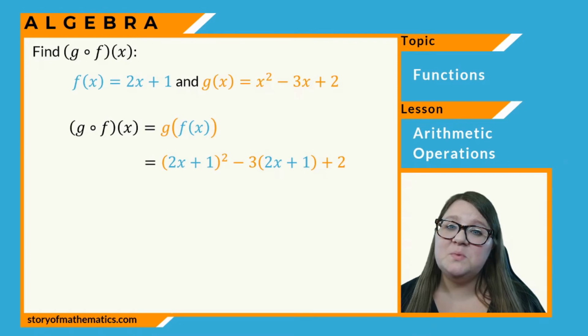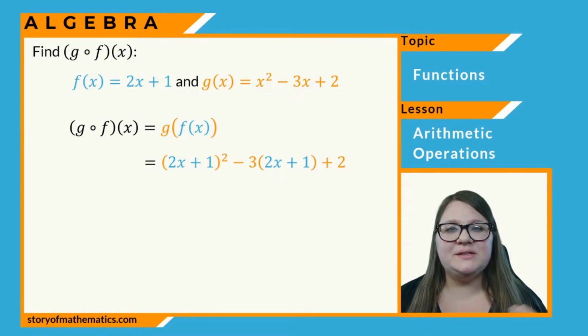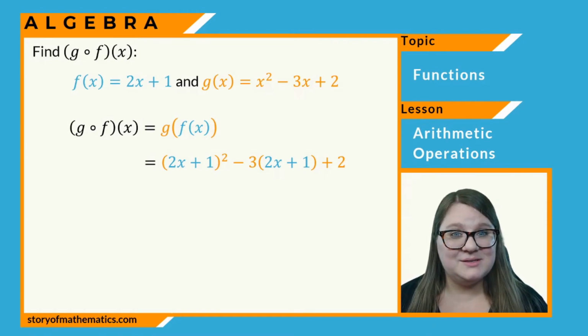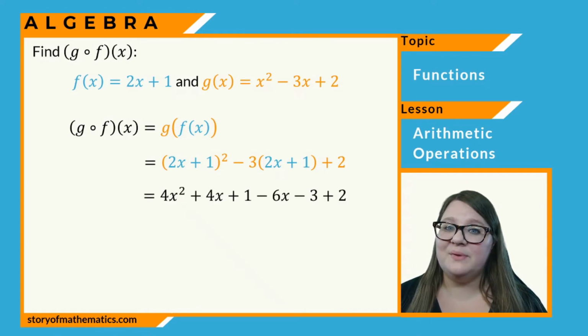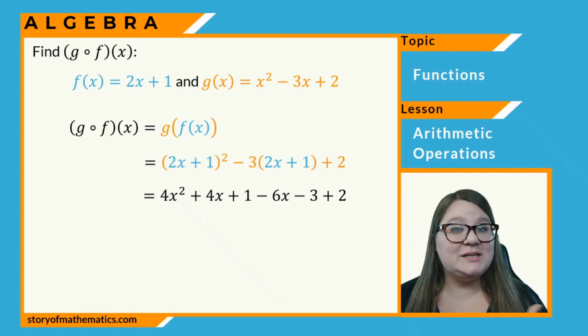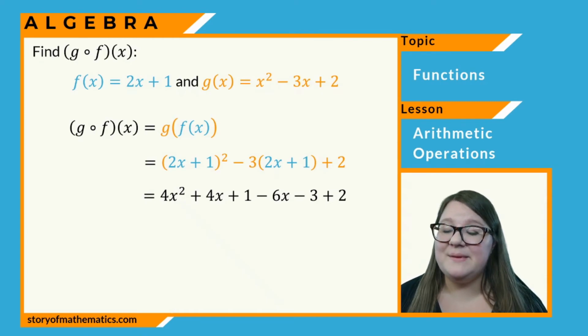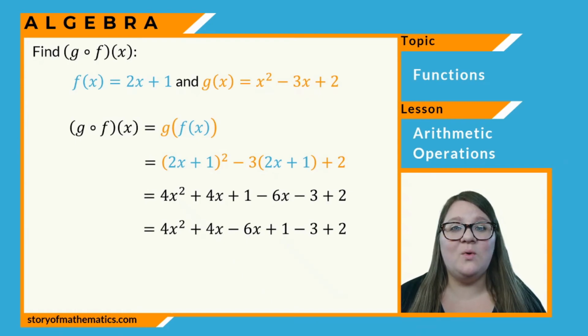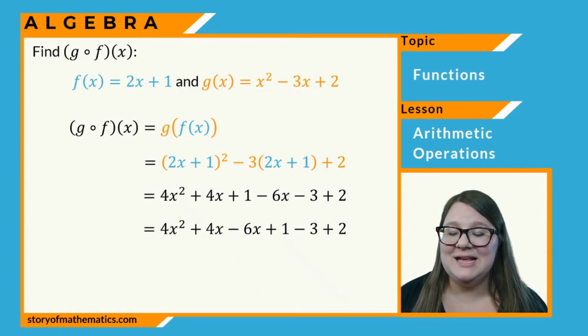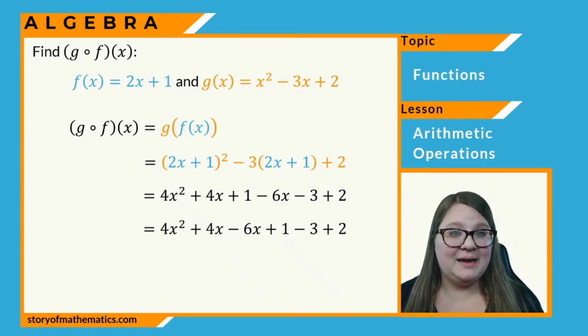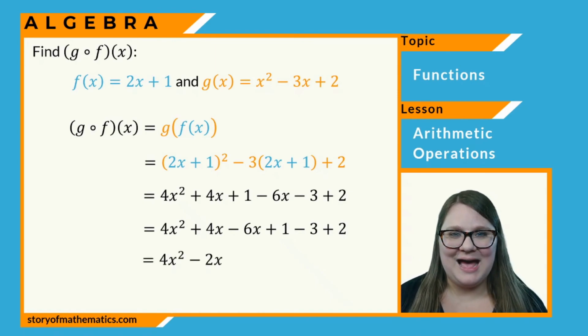Notice that when I have 2x plus 1 squared, I'm really doing 2x plus 1 times 2x plus 1. When I multiply that out, I'm going to get 4x squared plus 4x plus 1. Then I distribute the negative 3, and I get minus 6x minus 3, and I carry down my plus 2. My next step is to rearrange it so that everything is in order from largest exponent to smallest. That makes it easier for me to then combine my like terms. So I end up with 4x squared minus 2x when I do g of f of x.